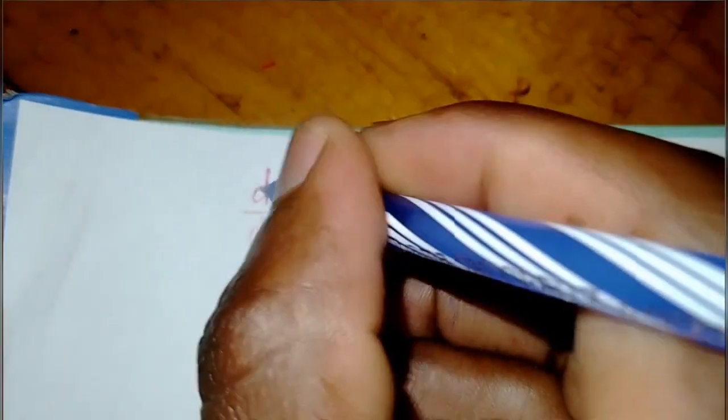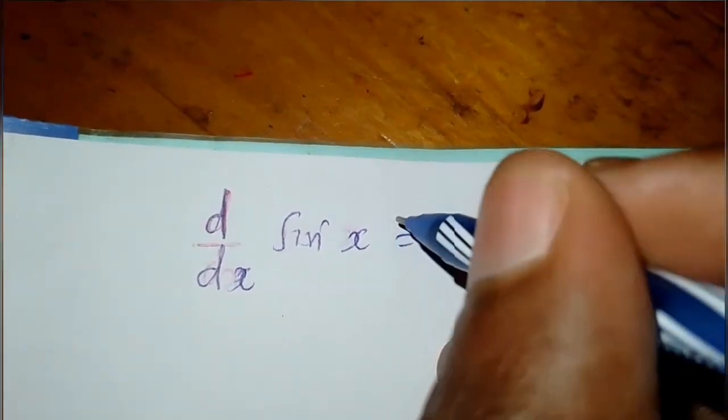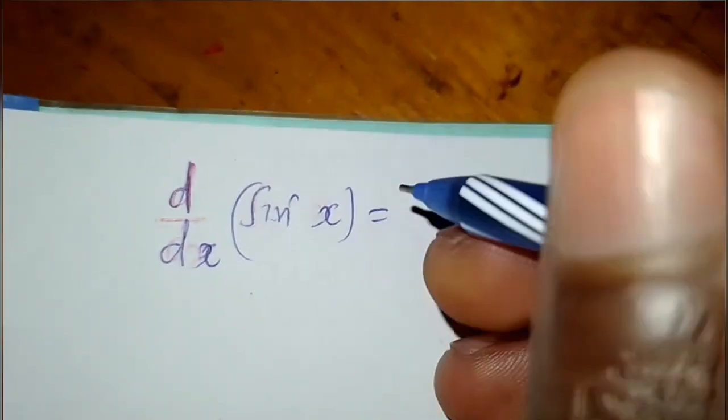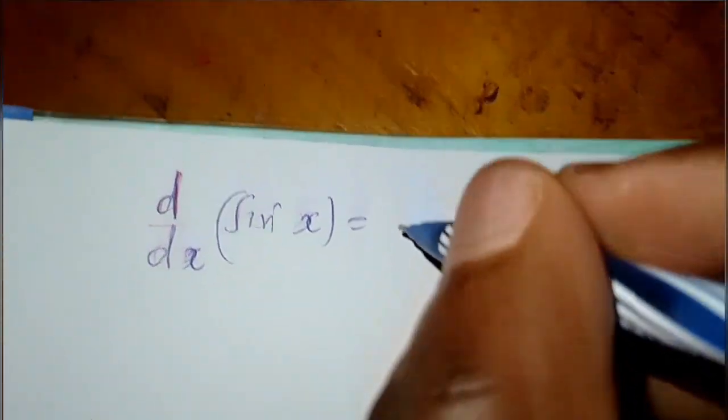So let's prove that d/dx of sine x is equal to cos x.